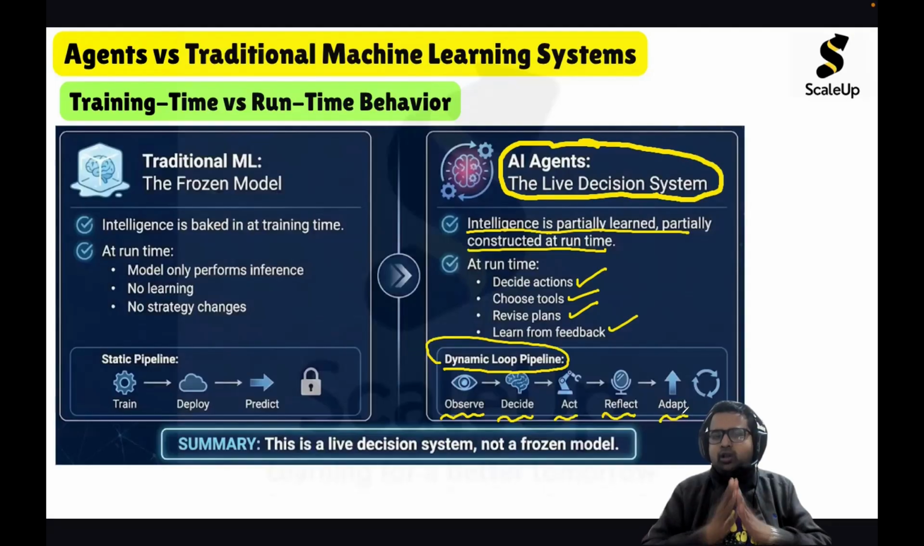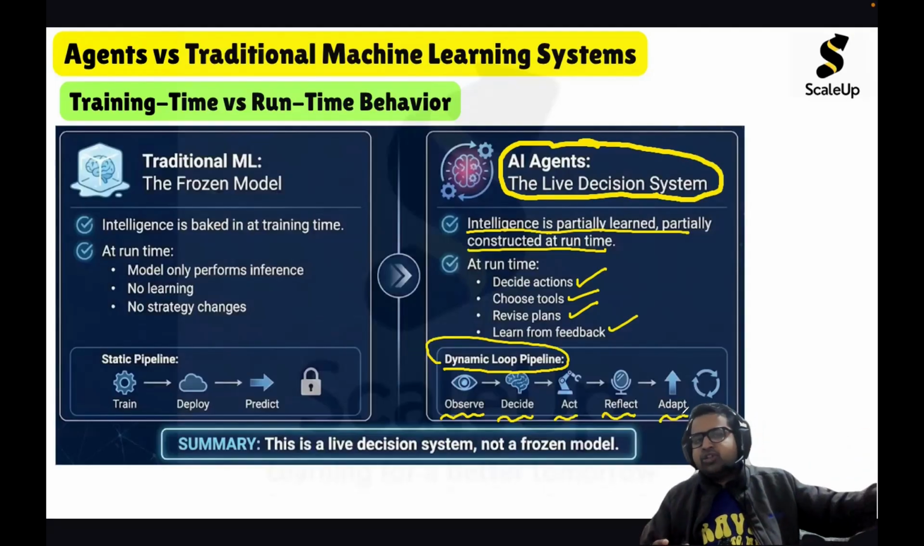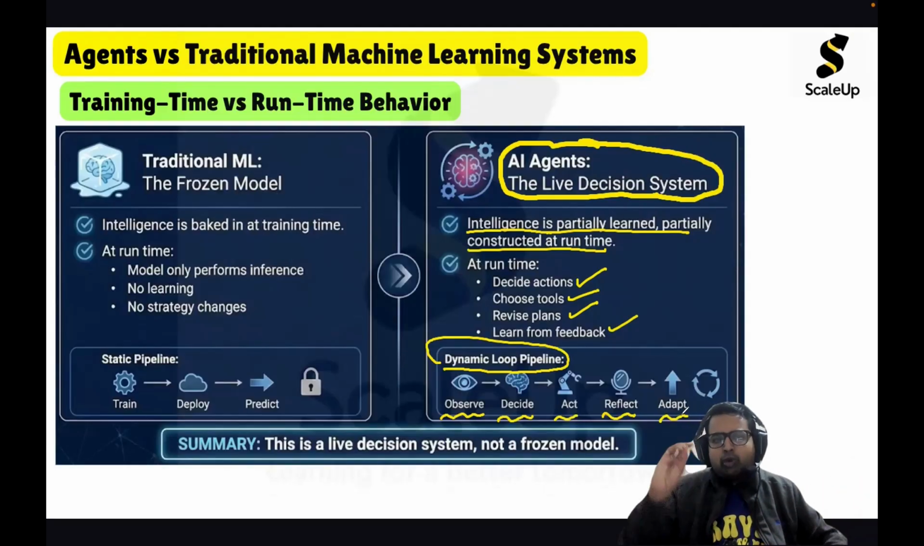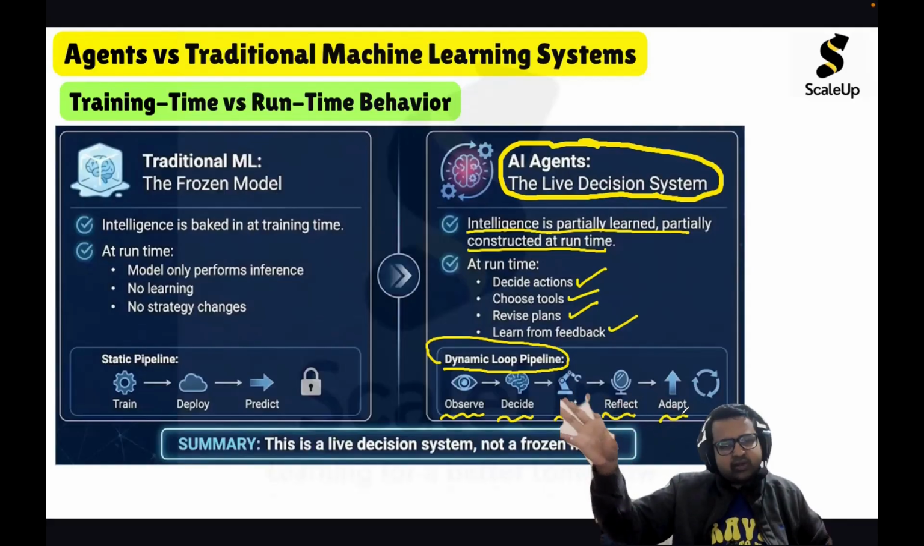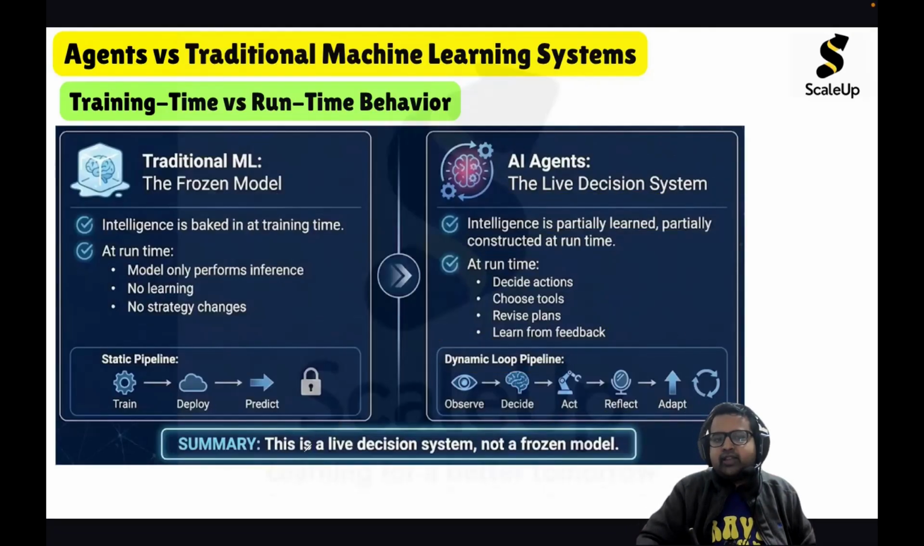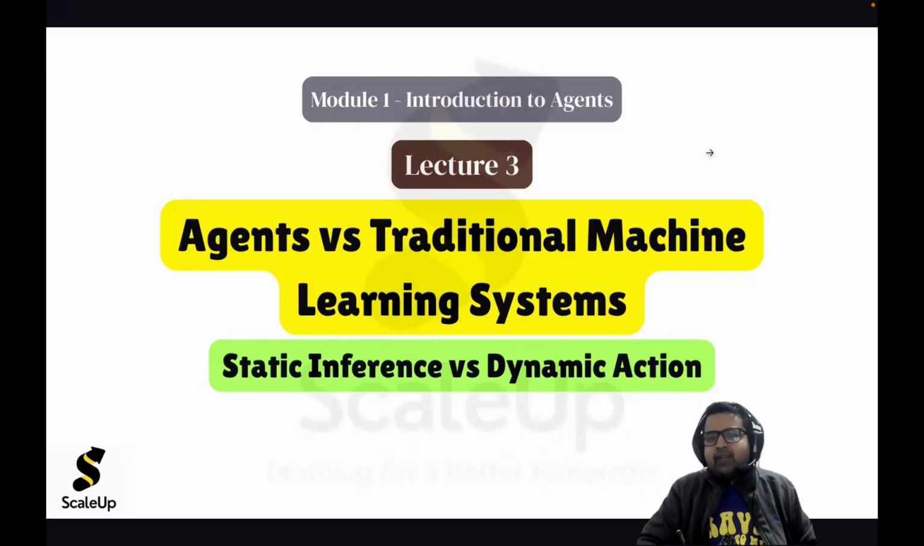Now I hope it's very clear that traditional machine learning systems are very passive: you put in a one-time effort, the model is live, and it can do a specific task of prediction. That's it. But an AI agent is a live decision system that keeps running until the goal is achieved, so it's a dynamic loop pipeline. AI agents are live decision systems, not frozen models, and machine learning systems are frozen models. Static inference versus dynamic action.